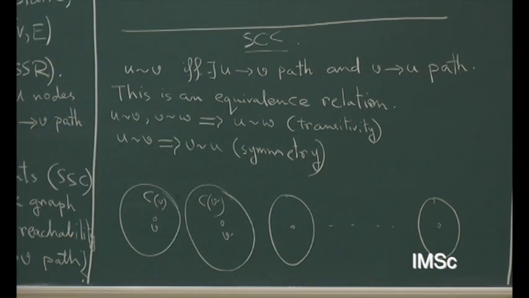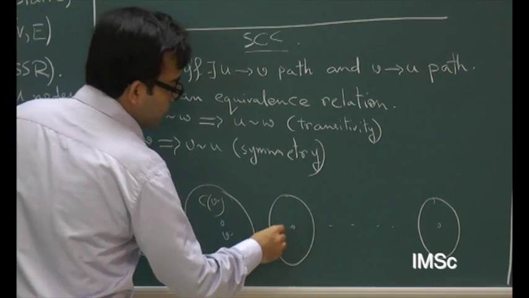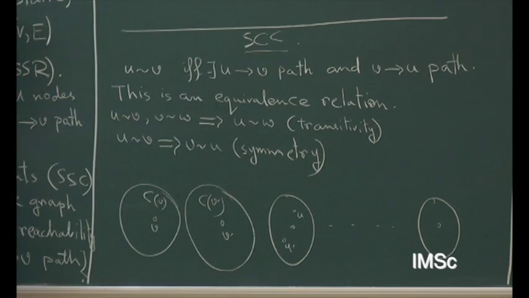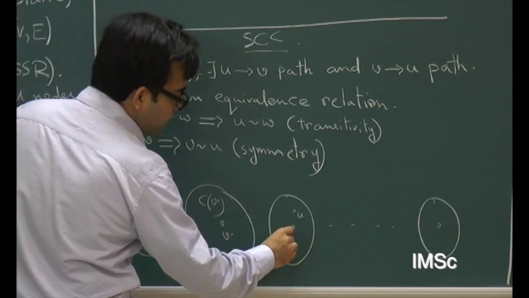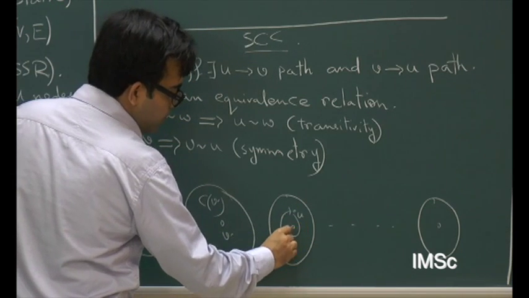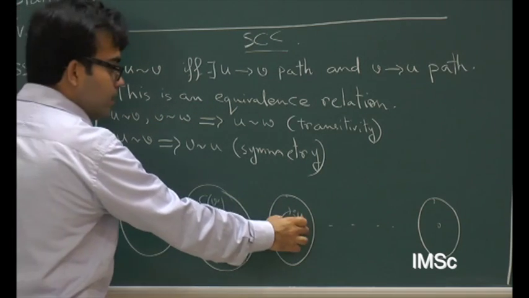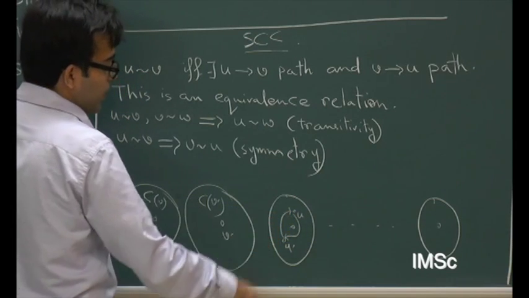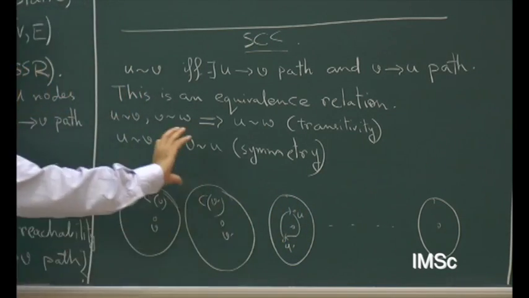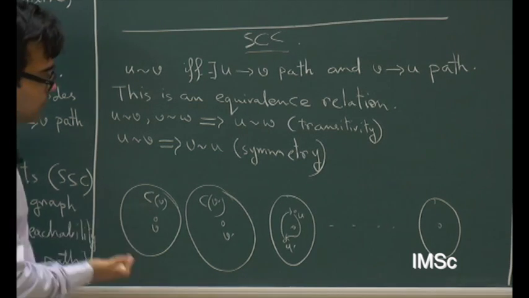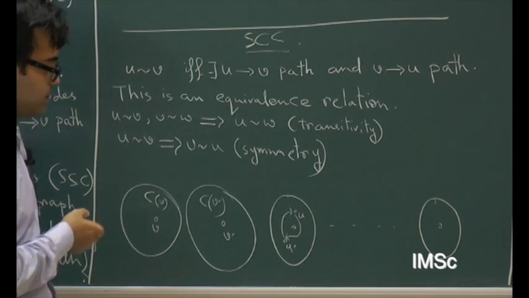And what is nice about this partition is that if you look at any two nodes, say U and U prime, that belong to the same partition, then there is a path from U prime to U and from U to U prime, and all the nodes in these two paths lie in the same set. Okay? So this gives you the strongly connected components of the graph. Clear so far? So it's a generalization of connected components to directed graphs.